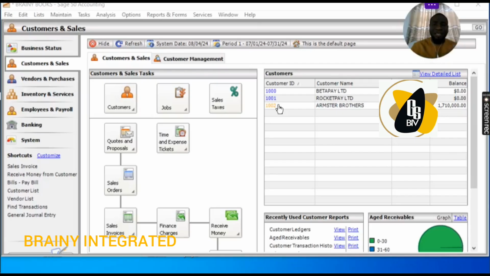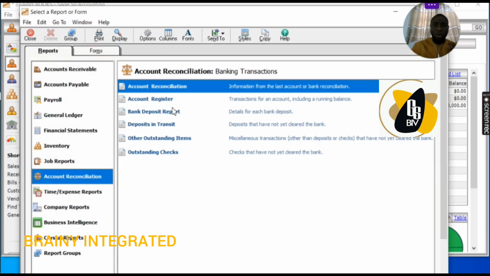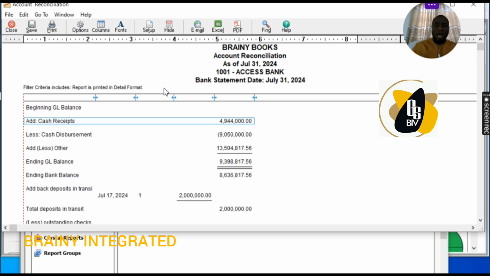Once you click on OK, the bank balance and the cash balance, I'm going to show you how to go and retrieve your report. That is to see the result of what you have done. To do this, you go to reports and forms. So when you get to reports and forms, you are going to look for account reconciliation. So this is account reconciliation. I'll click on it. Once you click on account reconciliation, this is the list of drop down. Click on account reconciliation again, and you would see what you have just done.